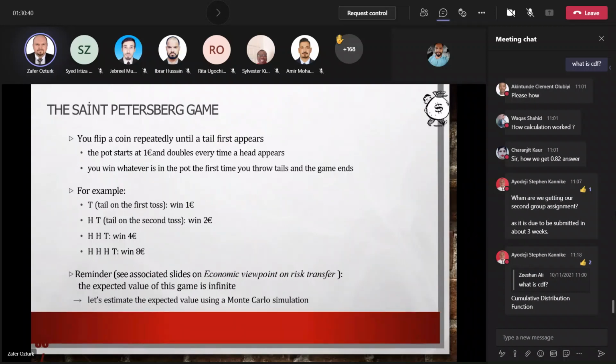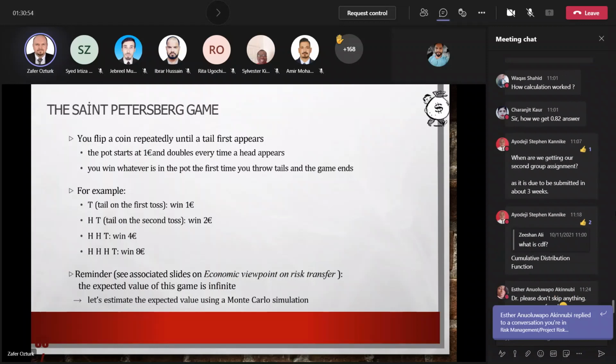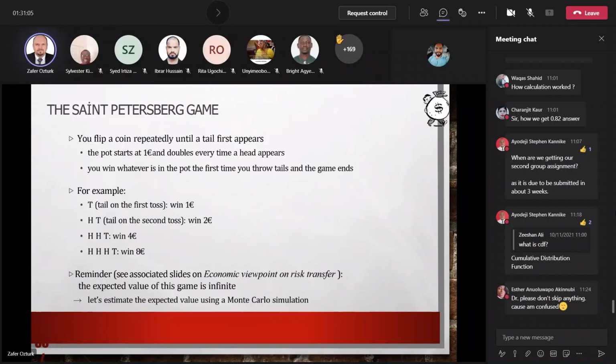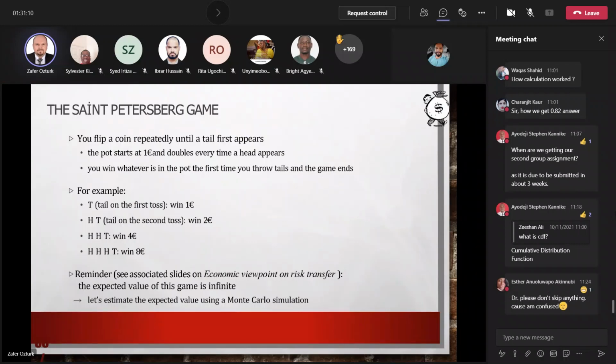For example, the first step is T. You got the T, tail on the first toss, and you win €1. If you toss heads and then tails, which means you got tail on the second toss, you win €2. If it's heads, heads and tails, you win €4. And similarly, on the fourth toss, you have obtained, this time, first three were heads and the fourth one was tail, and this time you win €8.